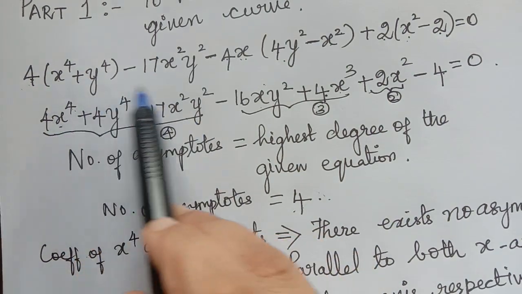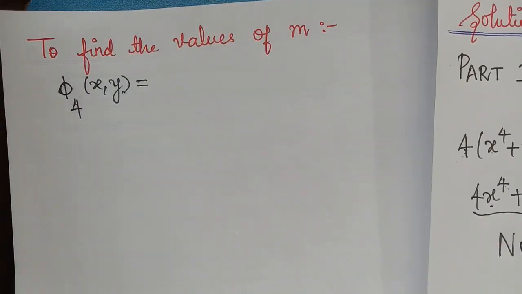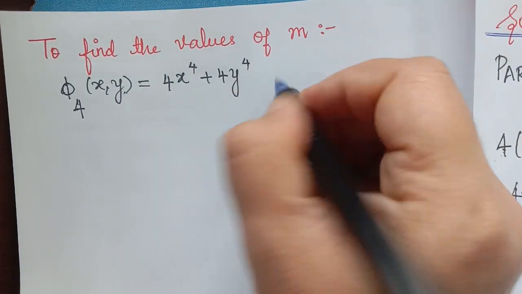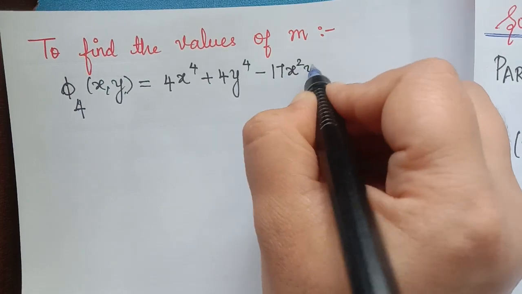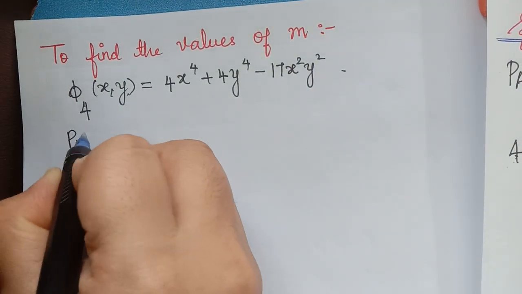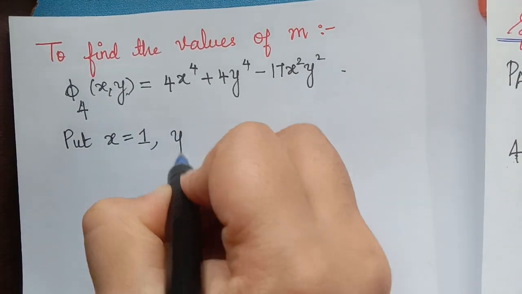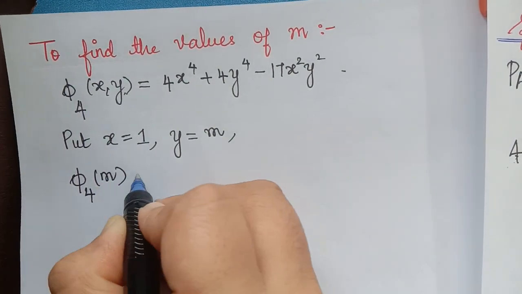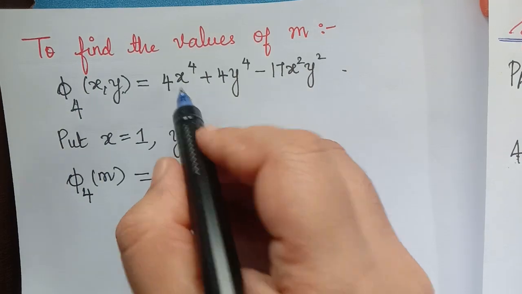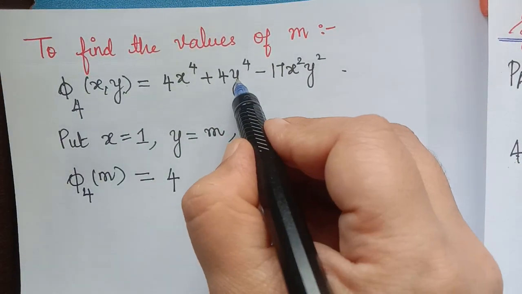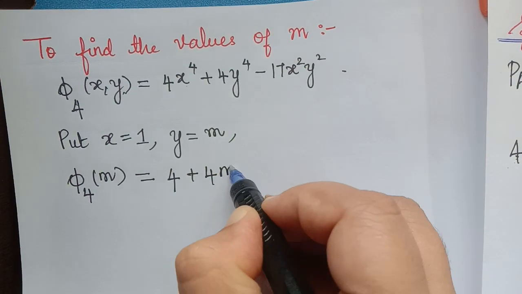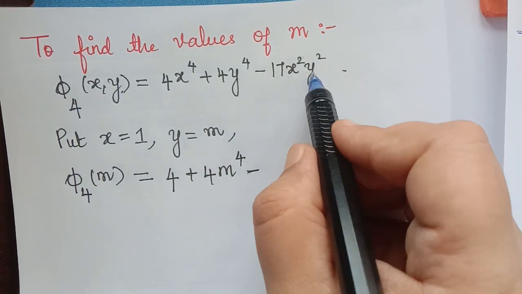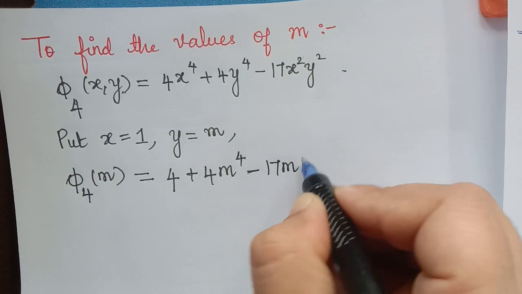So we will take only these three terms and we will write now. So it will be 4 x power 4 plus 4 y to the power 4 minus 17 x square y square. Now in this we should put x equal to 1 and y equal to m in order to find P4 of m. When you put x as 1 here, you will be getting 4. And when you put y as m here, you will be getting plus 4 m to the power 4 minus 17 multiplied with 1 square, which is 1, multiplied with m square. So it will be minus 17 m square.